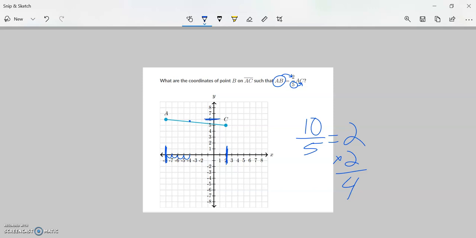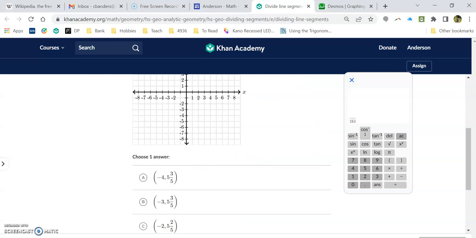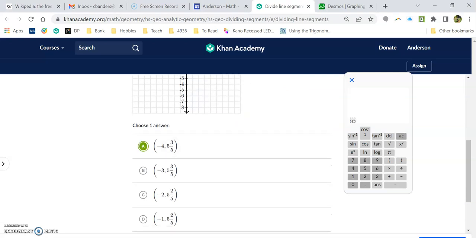From A is at 6. C is at 5. So just 1 unit away. Divide by 5. We get 0.2. And we multiply that by 2. So times 2 gives us 0.4. So we're going to be moving down 0.4 units. So 6 minus 0.4 gives us 5.6. So negative 4, comma, 5.6 should be our answer. Negative 4 and 5.6 is A.